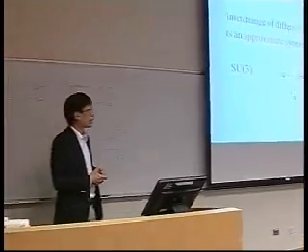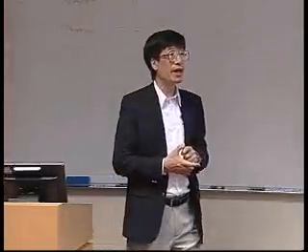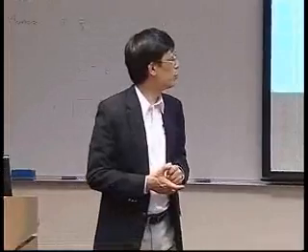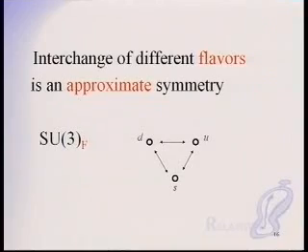So typically we draw this in a triangle, UDS, in the following way, and interchange among these three, or we say interchange of the different flavors, is an approximate symmetry. And it's called SU3. To distinguish from another SU3 later, I sometimes use a subscript F to say we are talking about flavors.